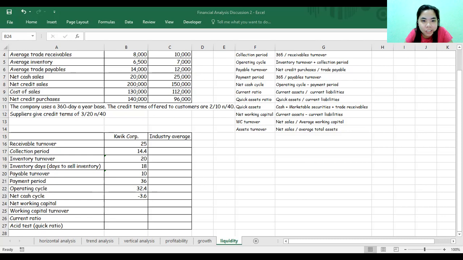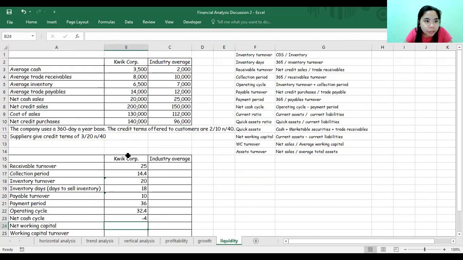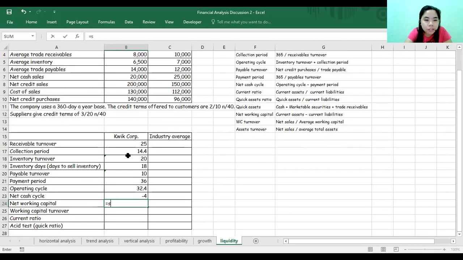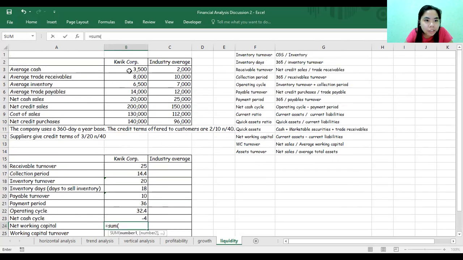Okay. So it's yes, it's 3.6 or 4. No, approximately 4. So I'll just make it negative 4 days. Okay. Then your net working capital. Your net working capital is your current assets less your current liabilities. So your total current assets is your average cash, trade receivables, inventory, less your payables.